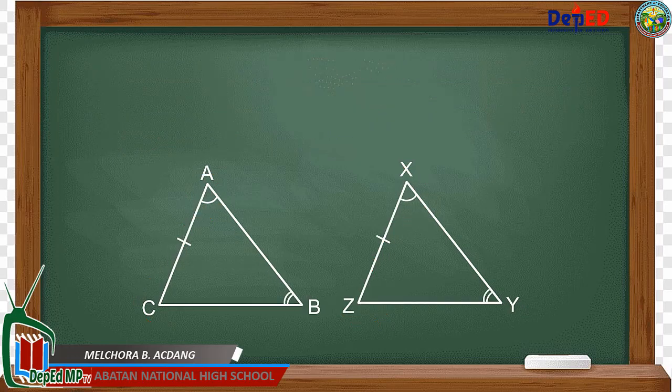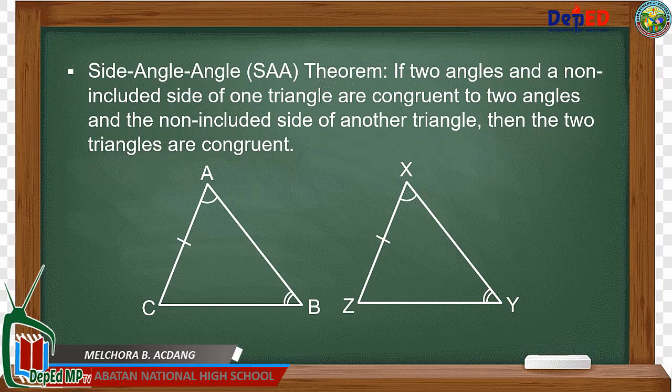Moving on to the theorems on triangle congruence, we have the side-angle-angle theorem. If two angles and the non-included side of one triangle are congruent to two angles and the non-included side of another triangle, then the two triangles are congruent.